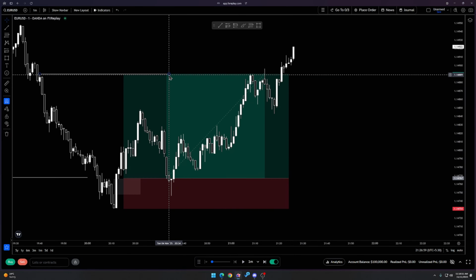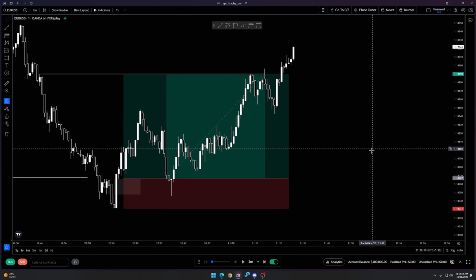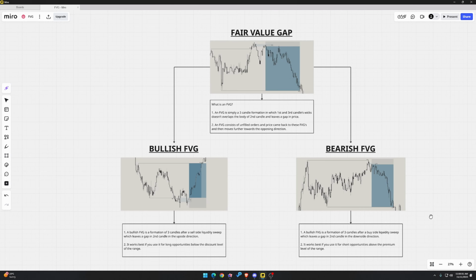Now, I think you've got a clear understanding of what a fair value gap is and how to use it effectively. Keep your approach simple. Don't overcomplicate it. Just remember, look for fair value gaps below the discount level for long setups. Look for fair value gaps above the premium level for short setups after a liquidity sweep. Follow this process consistently and you'll start seeing results over time.